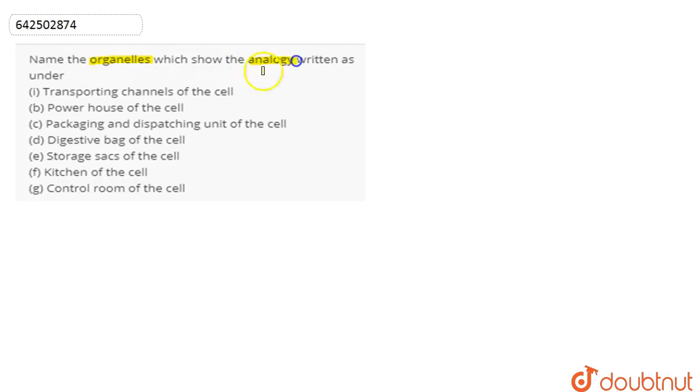If we talk about this question, we are asked to name the organelles which show the analogy written as under. The first one given to us is the transporting channel of the cell. The transporting channel of the cell is basically the endoplasmic reticulum.